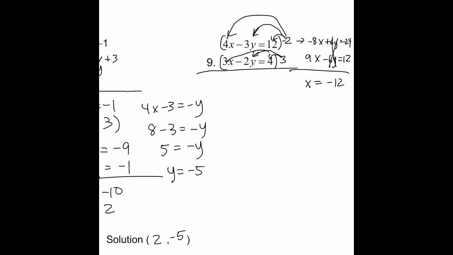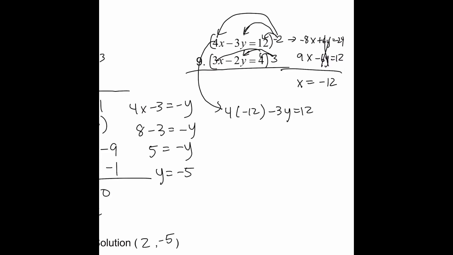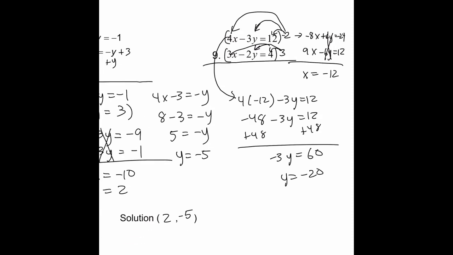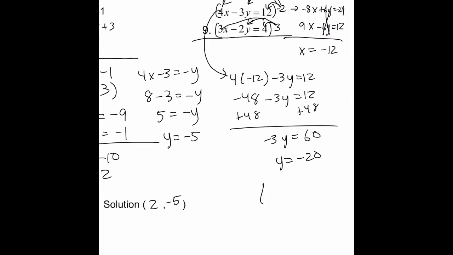Okay, so once I got that, I'm going to plug it in again and solve. So that's negative 48 minus 3y is equal to 12. Add 48. So negative 3y is equal to 60. Y would equal negative 20. So I would say negative 12, comma, negative 20.